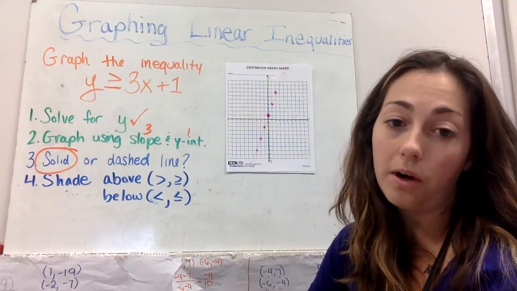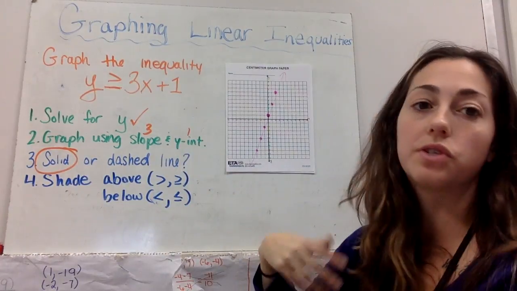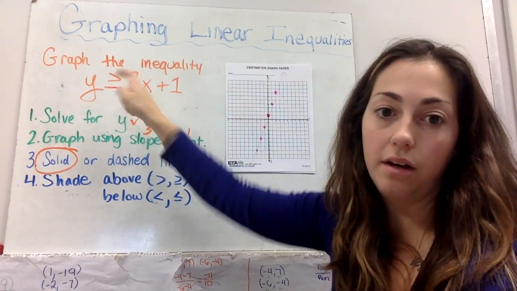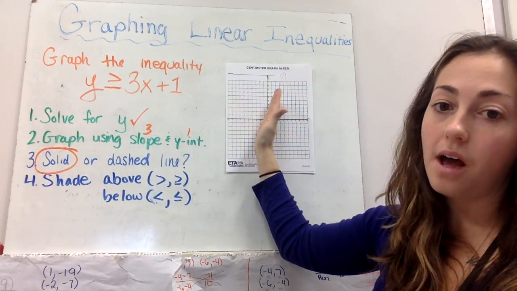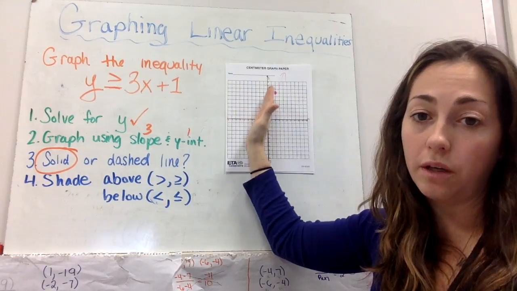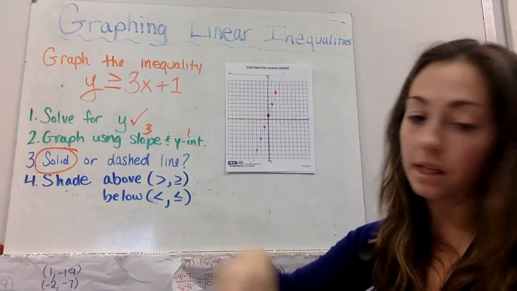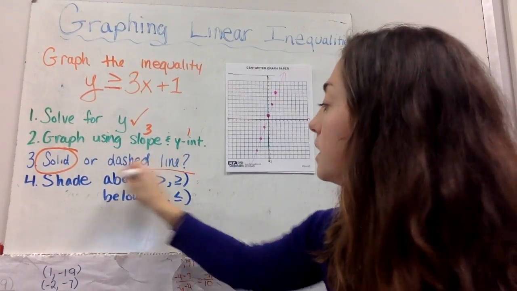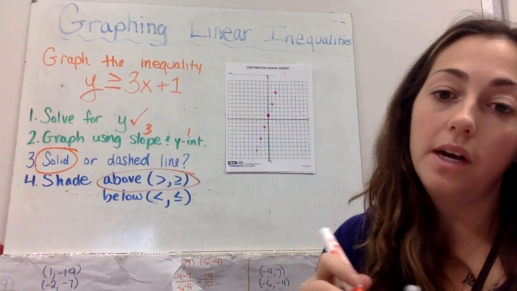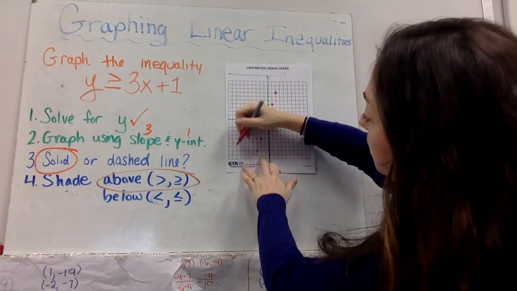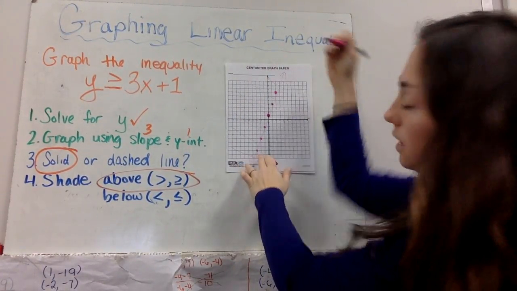Okay, now the last part is where to shade, because we have solutions here that are greater than the line. So here's my line. All my solutions are equal to it and greater than it. So it's above the line. That's what I'm doing. I'm shading above. So here's my line. Where is above it? And that's all of this information here.